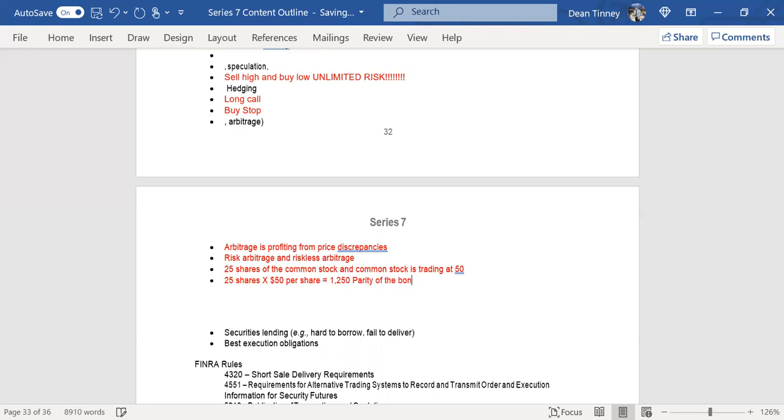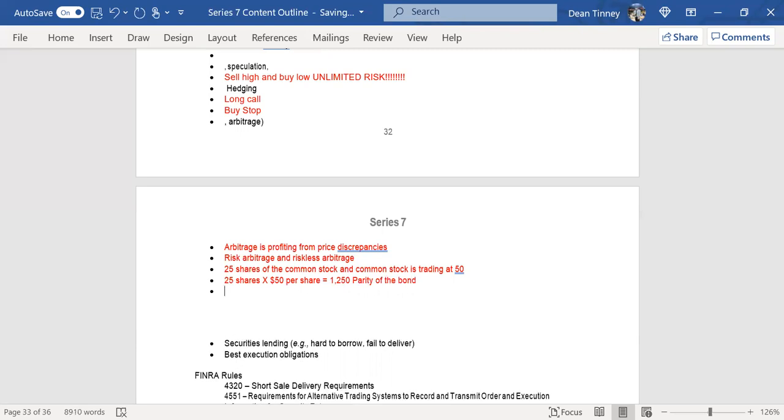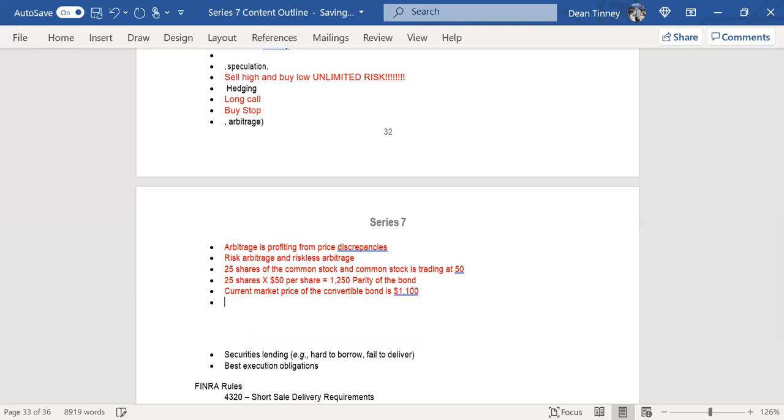And maybe I see that the current market price of the convertible bond, I'll just make this up, is 1100, 110 in bond speak. So I have discovered a price discrepancy. Now, noticing a price discrepancy isn't the issue here. That's not the test question. The arbitrage is profiting from that.